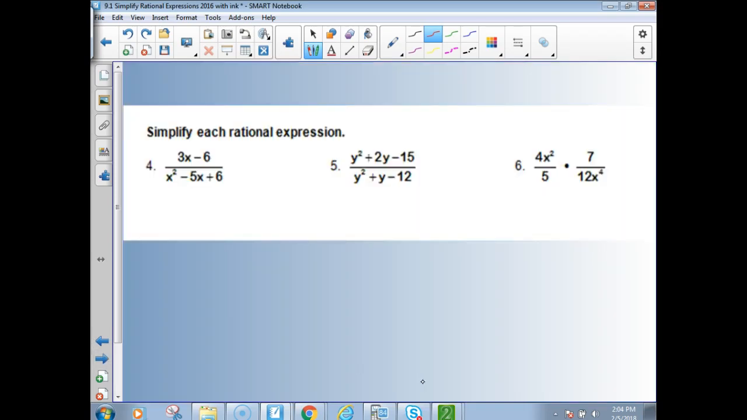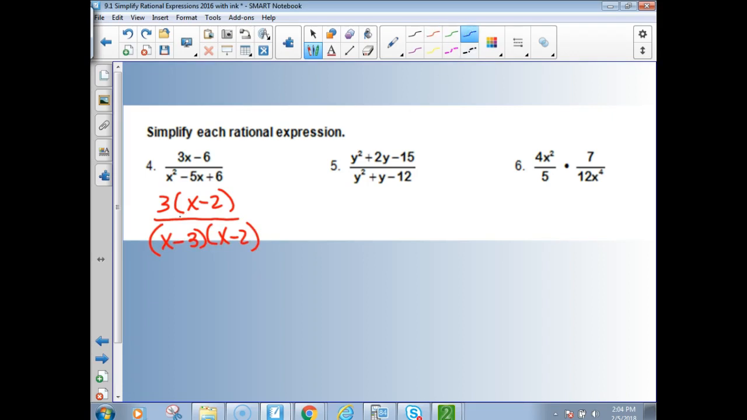All right, number 4, 5 and 6. Now we're going into factoring. Okay, so we're going to need to factor a monomial factor out if possible. Always look for that first. Then factor your trinomials. So I got to divide by 3, so I'm going to write 3 times x minus 2 over, factor the denominator, x minus 3 times x minus 2.